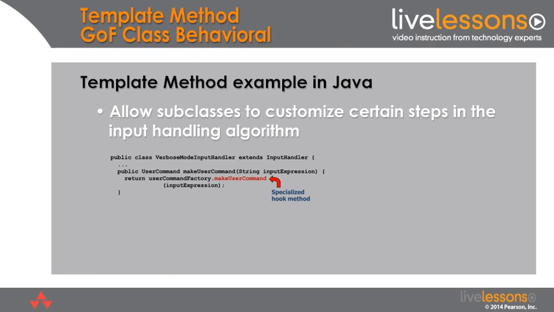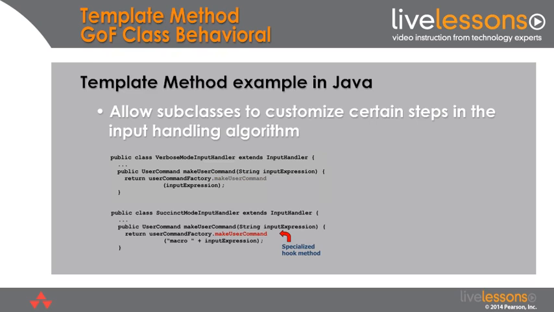Here's an example of how we would implement verbose mode input handler, which extends input handler and overrides some of the methods. Here's one of the methods it overrides. It overrides the make user command hook method. And as you can see here, all it does is it simply takes the input expression that was passed by the user and it calls the make user command factory method on the user command factory, and that will return the corresponding command, be it a print command or format command or some other command.